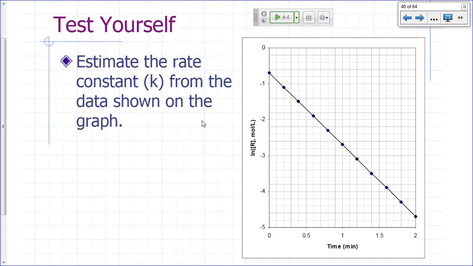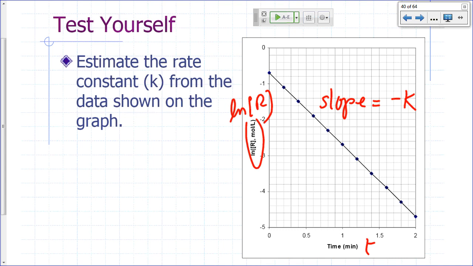Here's a plot of natural log of R. So this is ln of R versus time. Is this 0 order, first order, or second order? Natural log, first order. The natural log plot is linear, it's first order. What's the slope here equal to? Negative k, right? So how do you estimate negative k from the graph shown? Let's calculate our slope. How do we calculate our slope? Rise over run, right?